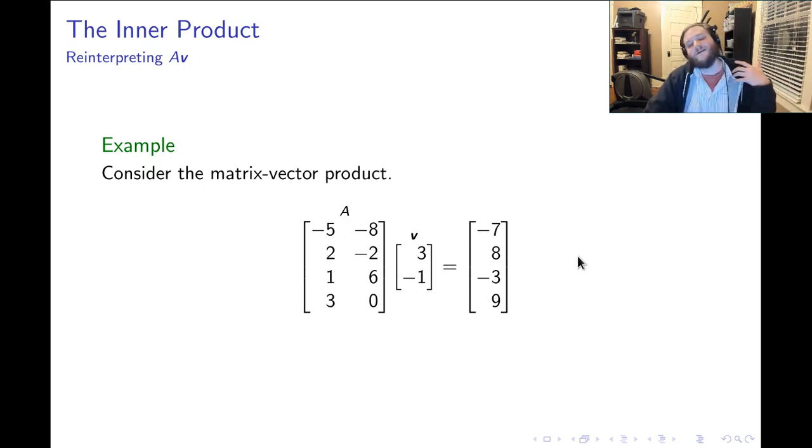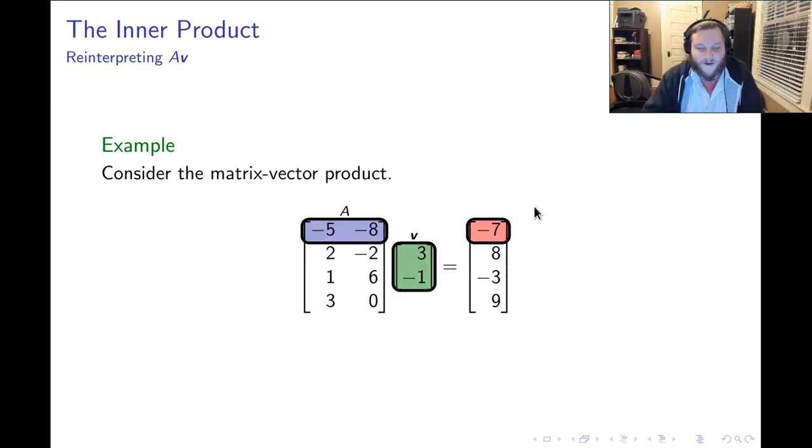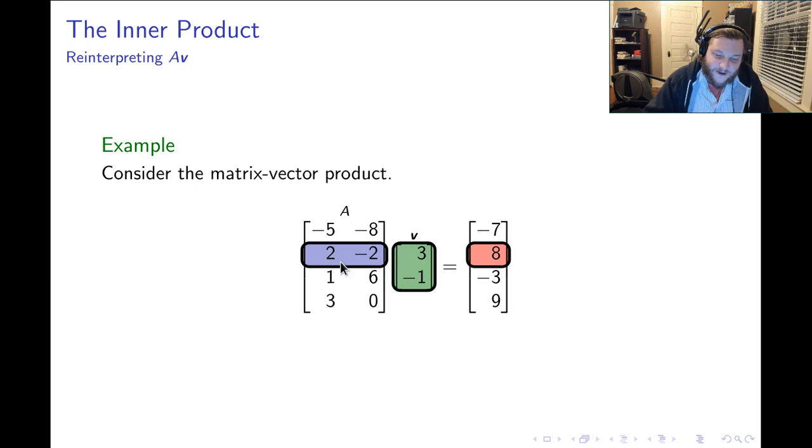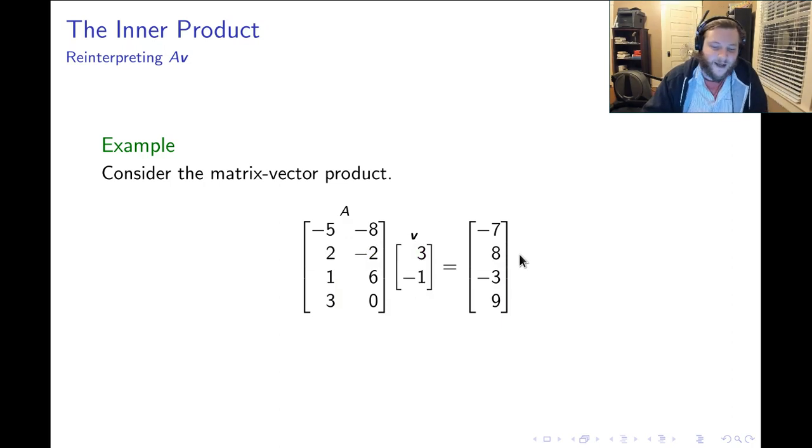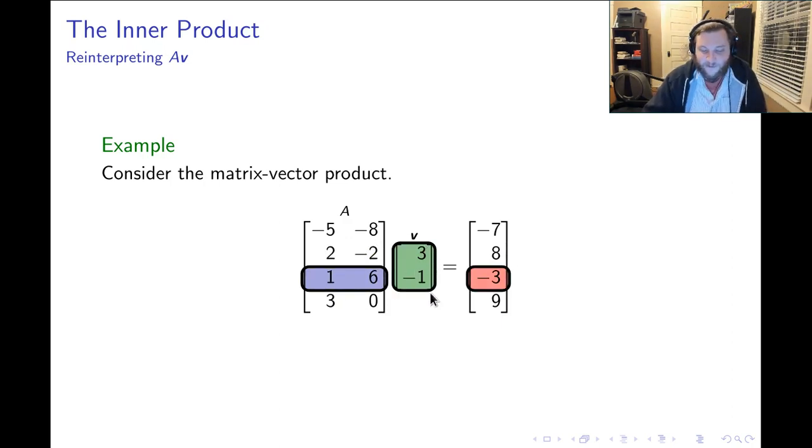I'd be remiss, though, if I didn't shed light on a different perspective involving inner products. One thing that you might notice is that if you take the inner product of the first row of our matrix with the vector v in question here, you get 3 times -5 plus -1 times -8. That actually equals -7. So that's the first coordinate of the output. If you take the inner product of the second row of A with the vector in question, that happens to equal 8. If you take an inner product of the third row of A with the vector in question, you get the number -3. And finally, if you take an inner product of the fourth row of A with the vector v in question, you end up with 9.